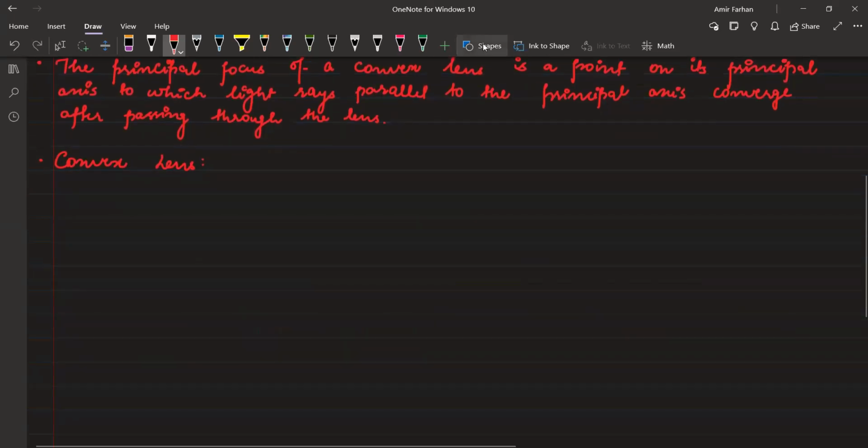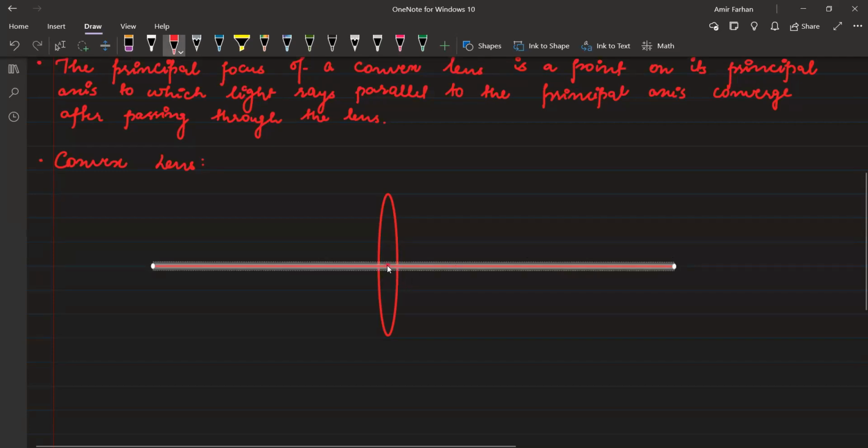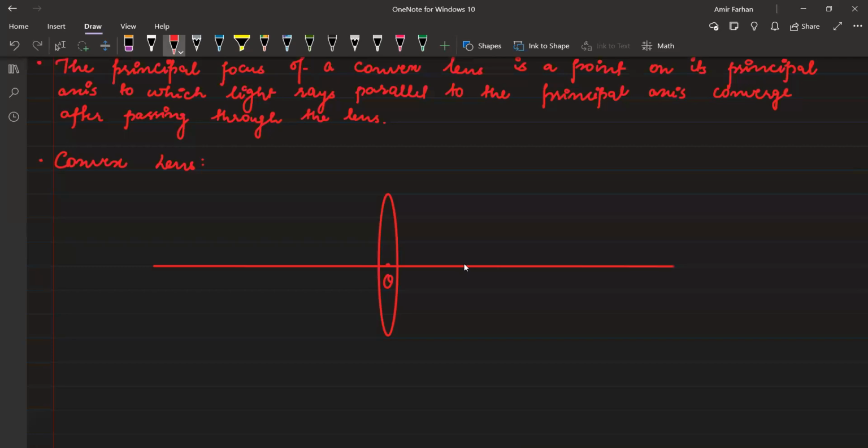So this is optical center O. This is focus F1. This is 2F1, which is nothing but your center of curvature. In mirrors, we say center of curvature, but in lenses we say 2F1, twice the focal length. Clear, everyone?